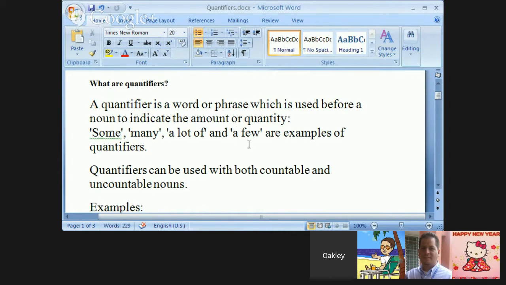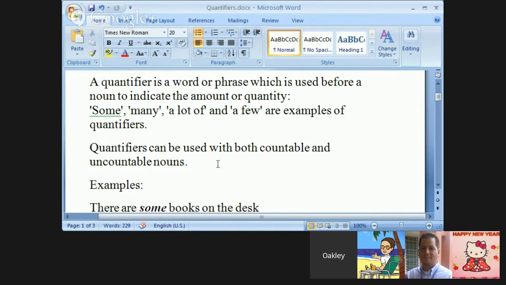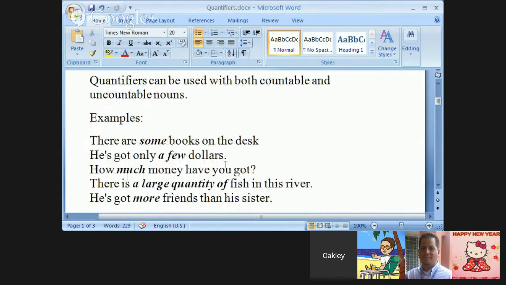quantifiers. A quantifier is a word or phrase, they can be phrases, which is used before a noun to indicate the amount or the quantity. So some, many, a lot of, a few. These are quantifiers. And again, some can be used with both countable and uncountable nouns, some only for countable nouns, and some only for uncountable nouns.